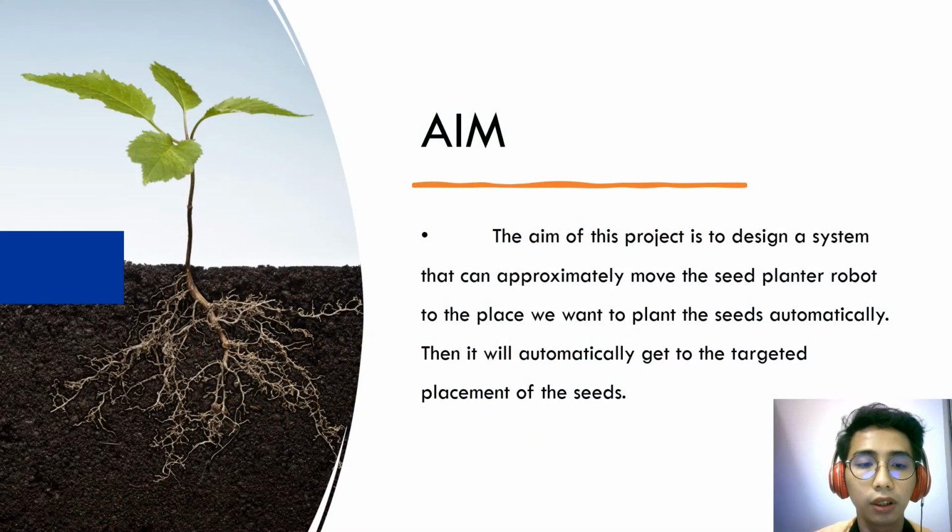Okay, so the aim of this project is to design a system that can approximately move the seed planter robot to the place we want to plant the seed automatically. In other words, it is an unmanned vehicle. So then it will automatically get to the target placements of the seeds.